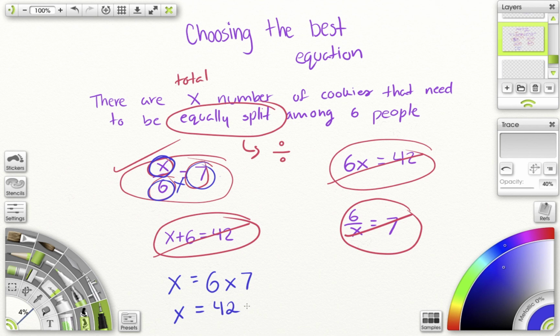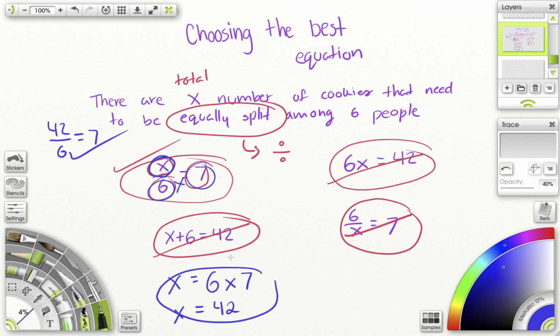How do I check to see if it's right? I plug in 42 over 6, 42 divided by 6. 42 divided by 6 equals 7. Is it correct? Yes. So that's basically it.